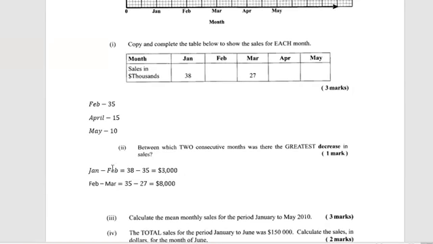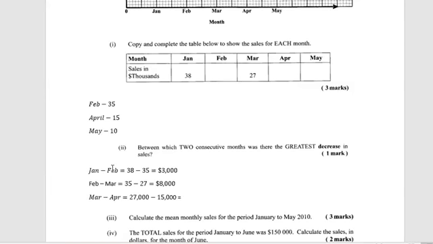Everybody following me so far? Yes, sir. Now we have March. 8,000, or it decreased by 8,000? It decreased by 8,000. Okay. So the decrease from February to March was $8,000. So from March to April, March had a sale of 27,000, and April only recorded 15,000. So it decreased by 12,000.